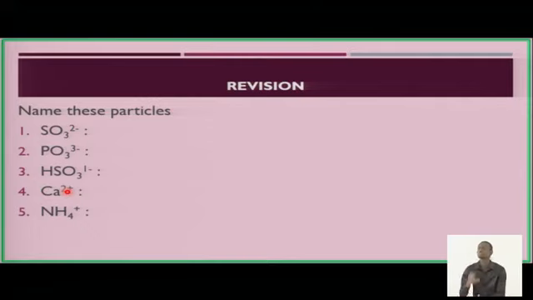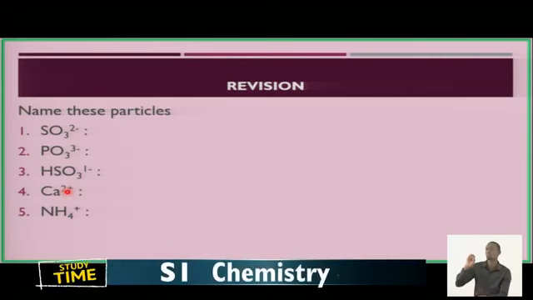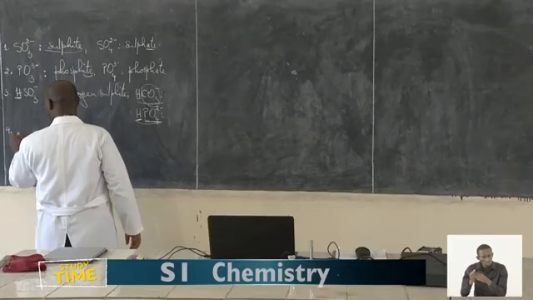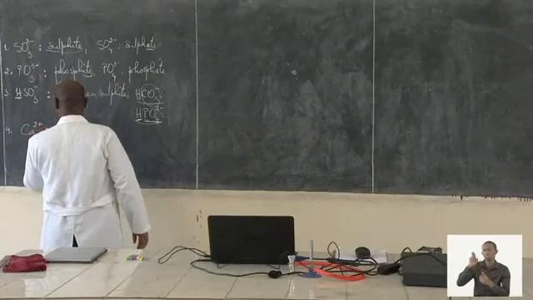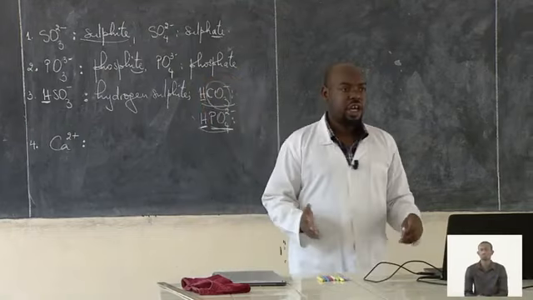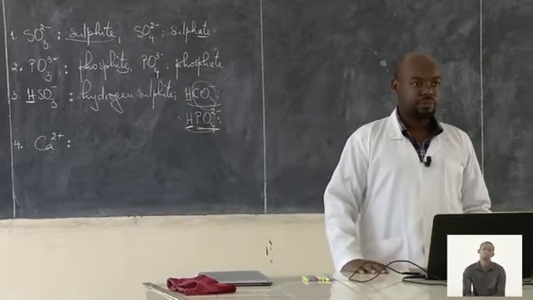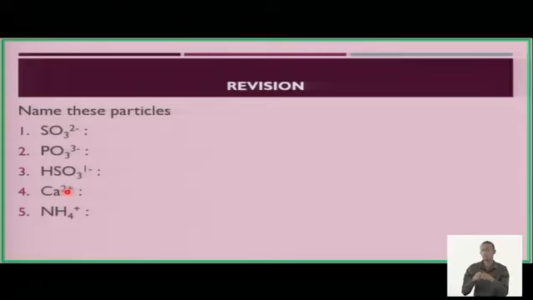And the fourth particle is Ca2+, that is a monoatomic ion. And what will be the name? You know the name of that particle. You can read it from the periodic table when it is not charged, and it takes the same name even when it is charged. So it is calcium.